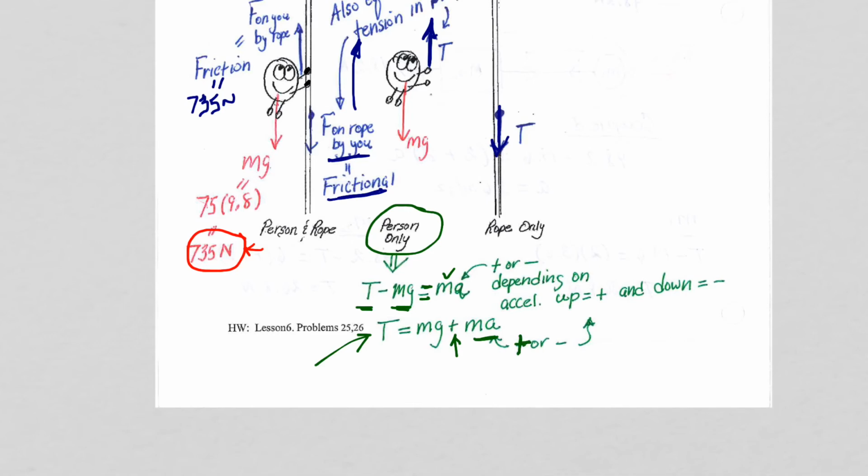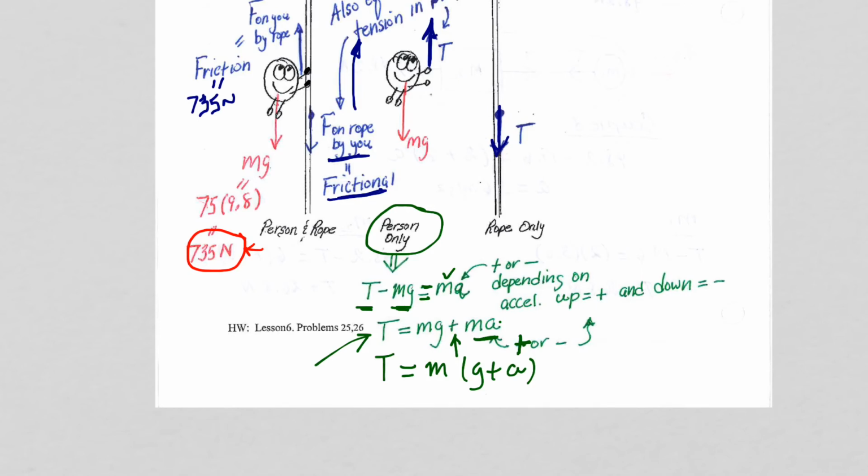So if you're accelerating up the rope, you'll have a positive a here, and notice the tension in the rope, let's factor out the mass, will be g plus the acceleration that you have going up the rope. So that will correspond to the tension in the rope.